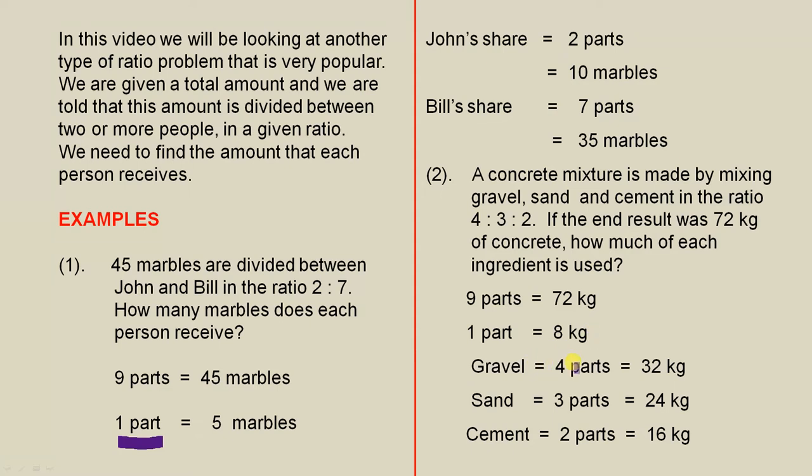Gravel represents 4 parts. 4 eighths are 32, so we have 32 kilograms of gravel. Sand represents 3 parts. 3 eighths are 24, so we have 24 kilograms of sand. And cement represents 2 parts. 2 eighths are 16, we have 16 kilograms of cement.